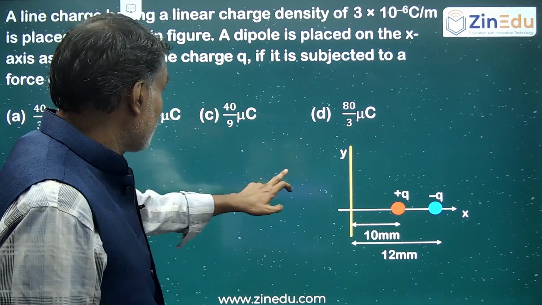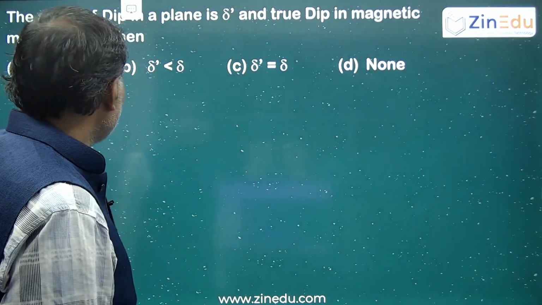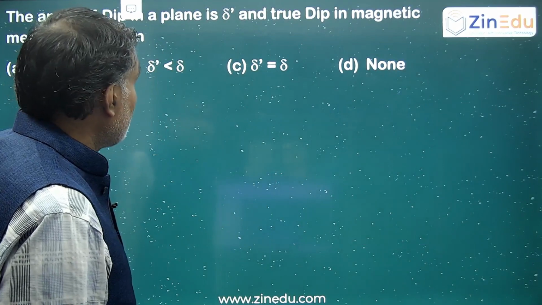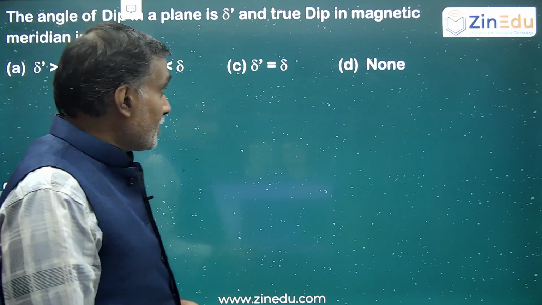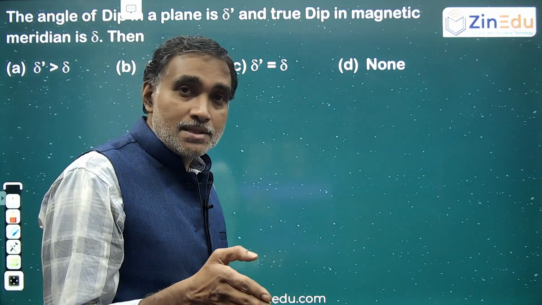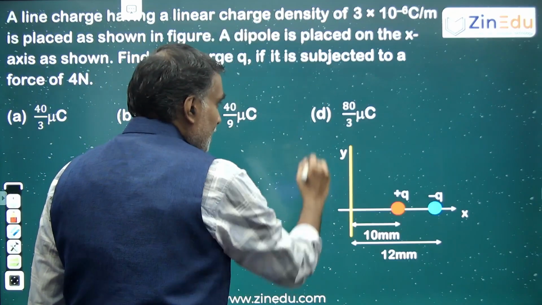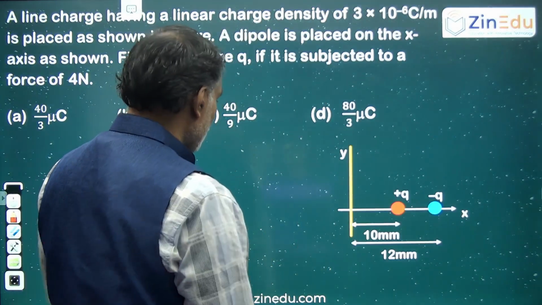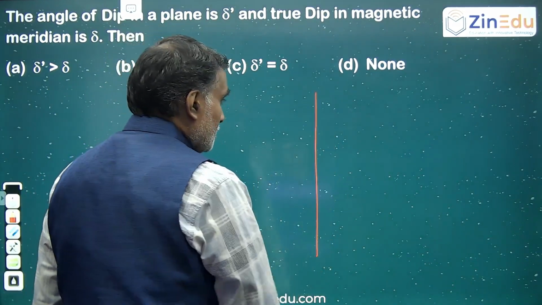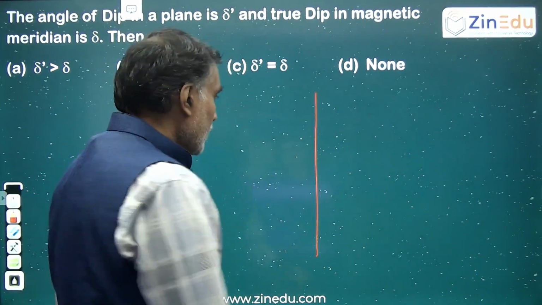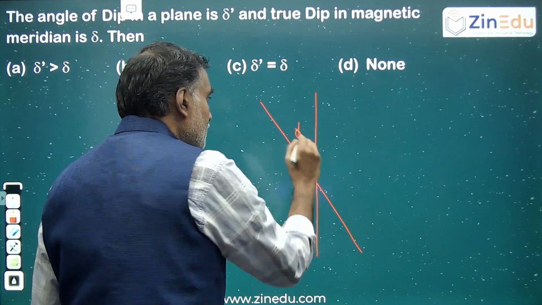Next question. The angle of dip in a plane is delta prime and true dip in magnetic meridian is delta. Now magnetic meridian is a vertical plane passing through magnetic north and magnetic south. So let us say this is a vertical plane, this is magnetic meridian. This is another vertical plane which makes an angle phi with magnetic meridian.